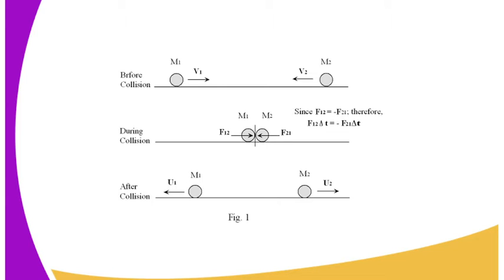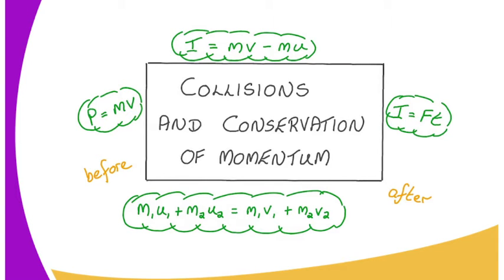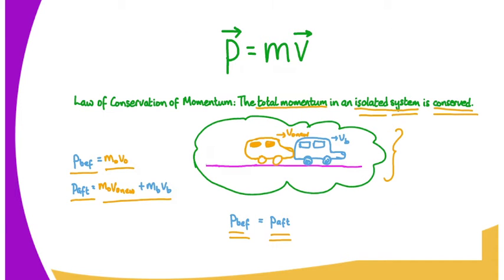And what does the law of linear momentum state? For a system of colliding bodies, the total linear momentum remains constant, provided no external forces act on it. Momentum before collision is the same as momentum after collision. That means mv is the same as mu.